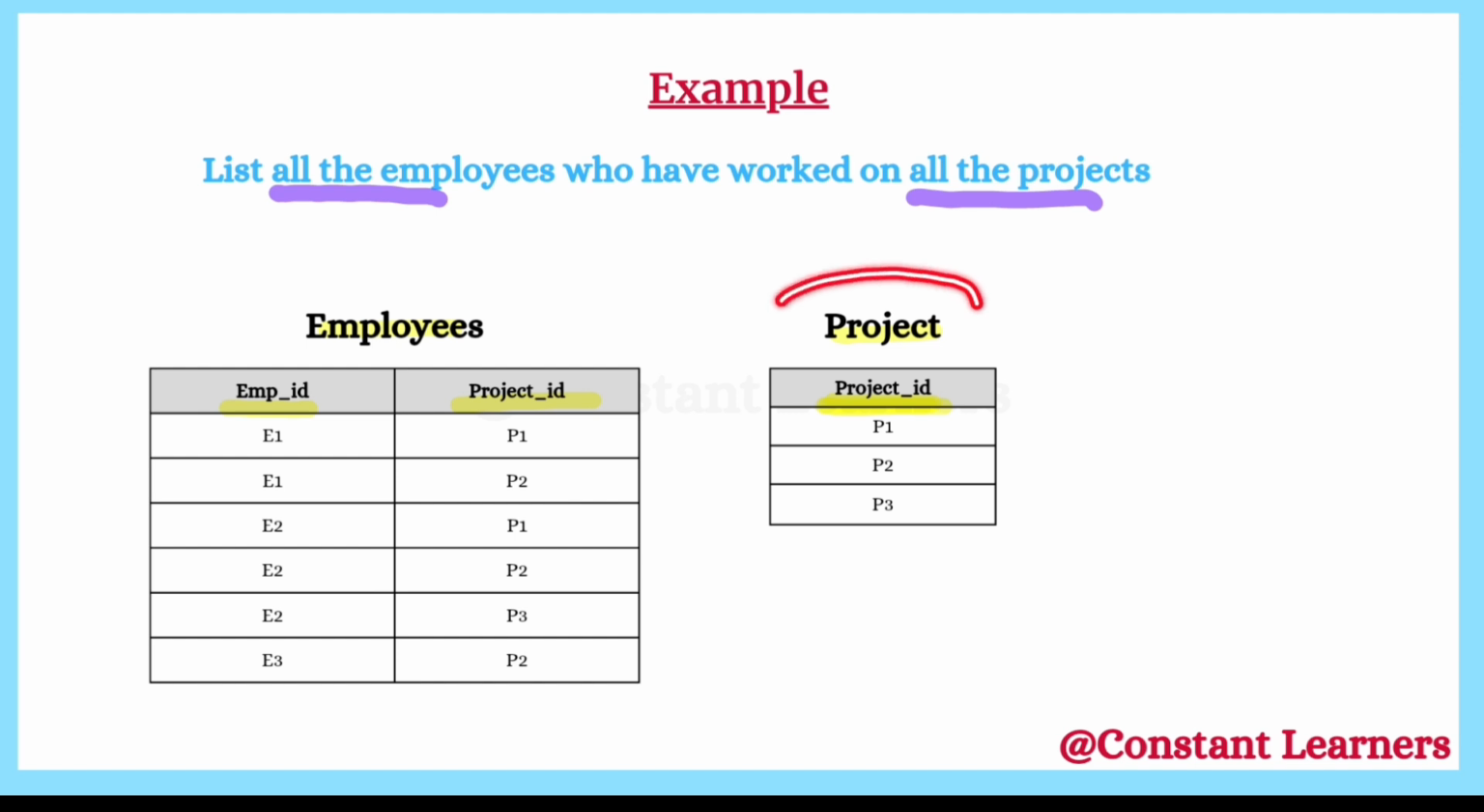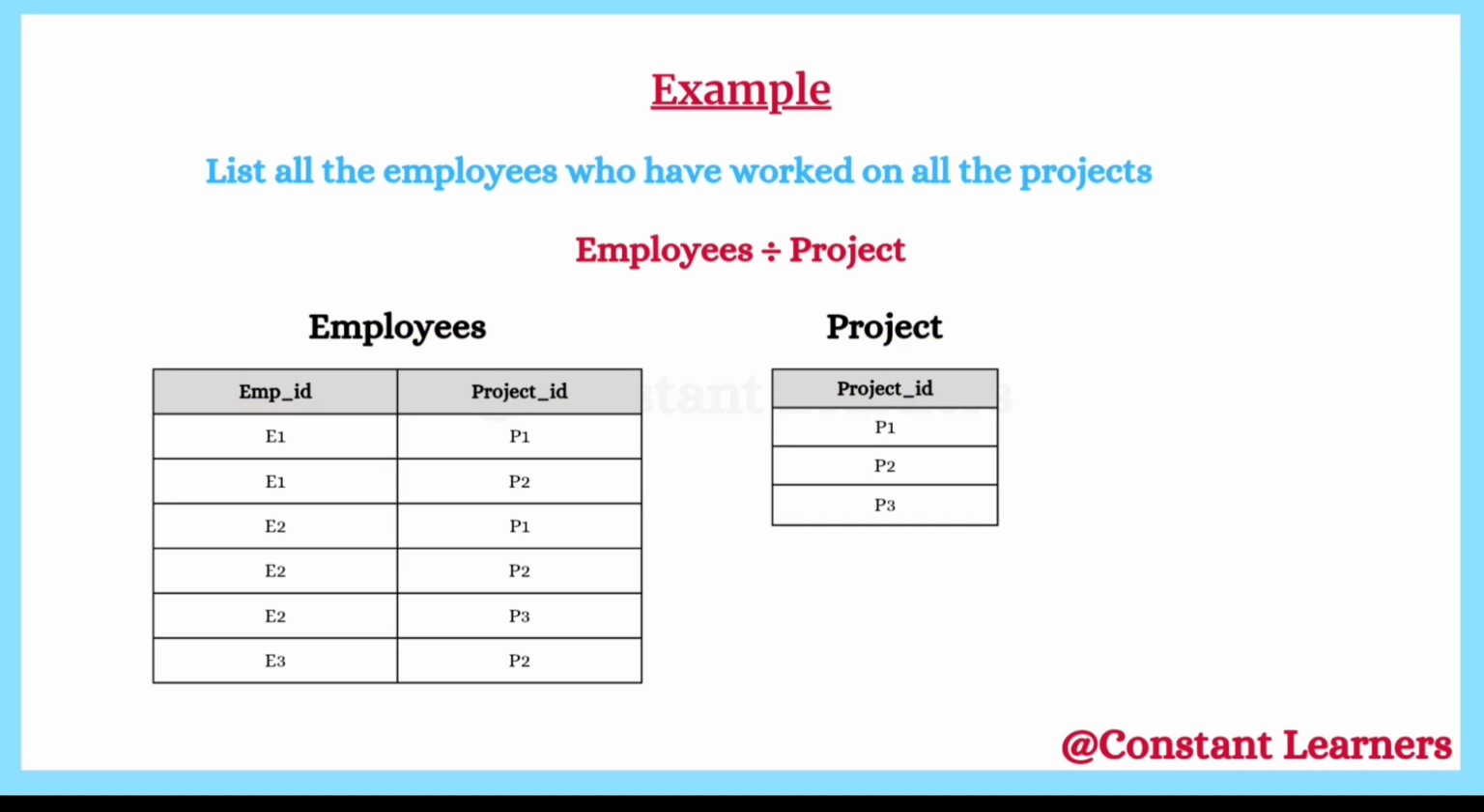Now we can see that the project table is the proper subset of the employees table. Why? Because this column, project ID, is also present in the employees table. Thus, the project table is the proper subset of the employees table. Now what happens when we perform the division of these two tables, that is, employee divided by project?